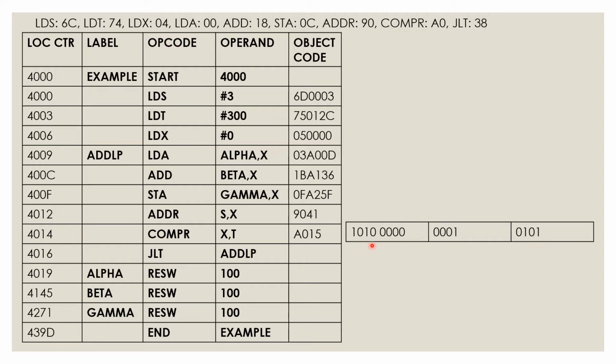By grouping the first 4 bit, we get the value as A and the next 4 bit the value as 0 and the next 4 bit as 1 and the last 4 bit we get it as 5. For the next 3 instructions, we don't need to generate any object code for the reserved words, and we generated the object code for the different instructions in the program.